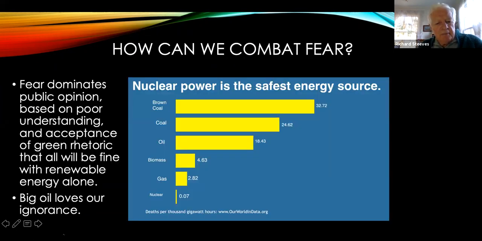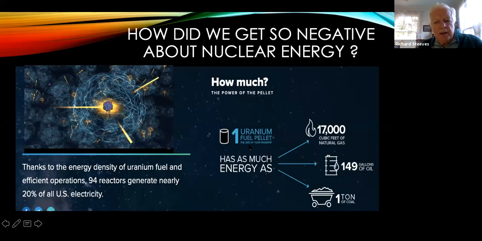I think we tend to forget that a little uranium pellet, about a centimeter or so tall and less than that in diameter, has the potential to release as much energy as 17,000 cubic feet of natural gas, 149 gallons of oil, or a ton of coal. Just one little pellet. And as you know, these pellets are put into little canisters of zirconium, and they are packed in such a way that they end up in an assembly about 4 meters long and go down into the water cisterns of the reactors. So there are a lot of these pellets, and they generate a great deal of energy.